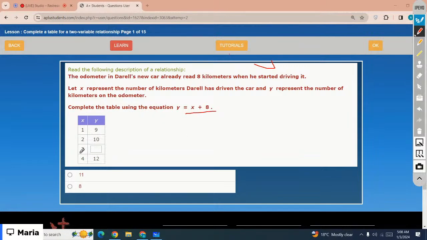Here is the equation. You have to find the value of Y for X equals 3. So that would be 3 plus 8. The correct option is Y equals 11. Got it? The correct option is 11.